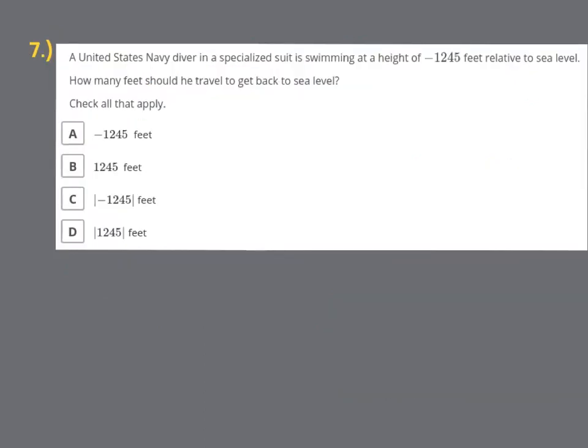Next. A U.S. Navy diver in a specialized suit is swimming at a height of negative 1,245 feet relative to sea level. A height of negative. Okay, and it says relative to sea level. So you should recall that at sea level, that is where 0 feet is, okay? So if the height is negative, that means it's going to be down under sea level. And in this case, it goes to negative 1,245. Okay? So that should clear up any kind of weird, the height of a negative number. Well, that means it's headed down.